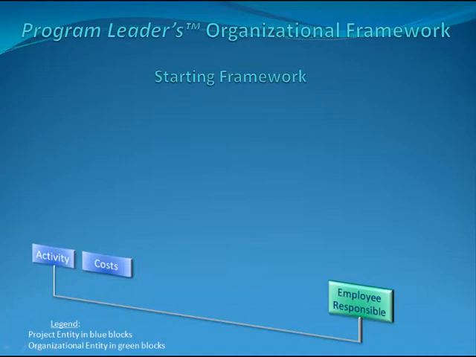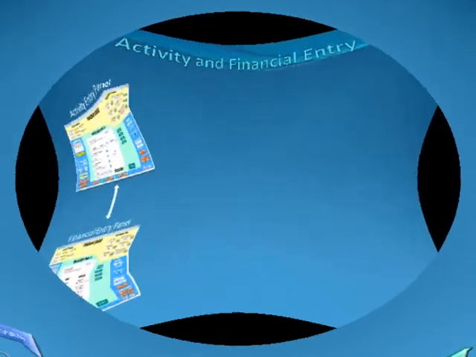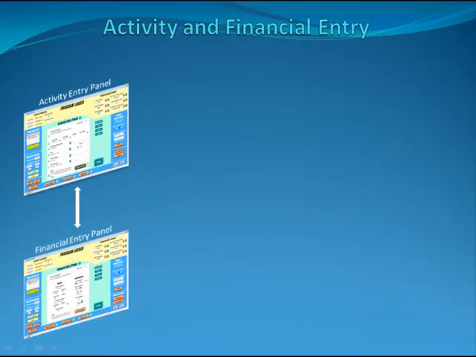First, conversations end with an intent upon doing something, and they start at this level. That doing something, Program Leader documents in an activity record. It can have costs, and it always has an employee responsible for performing it. These are the two panels for this entry. The top one houses activity information and employee responsible, and the bottom, the financial aspects. These panels are two views of the same record.